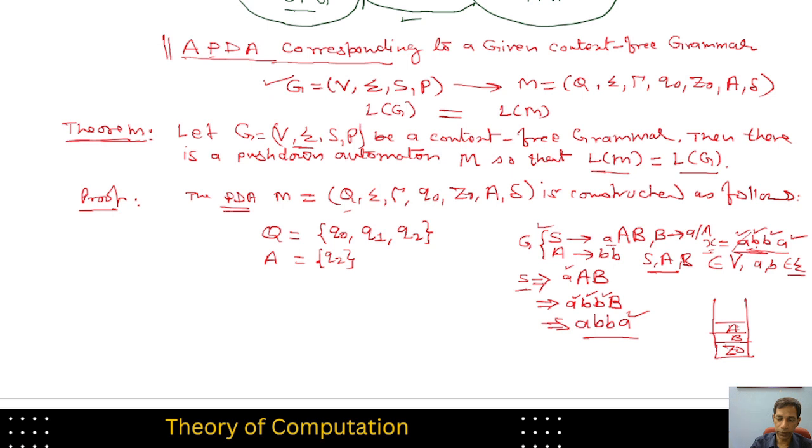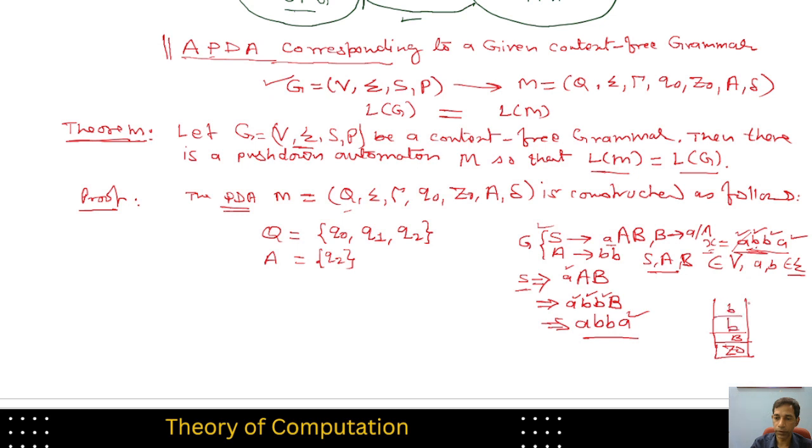If the stack top contains a non-terminal, then without reading or consuming the input, you have to replace this top-of-stack non-terminal with the corresponding production rules. So once you replace this A with the corresponding production rule, A is replaced with bb, so you have the bb like this.